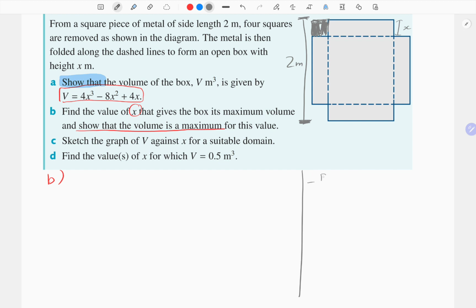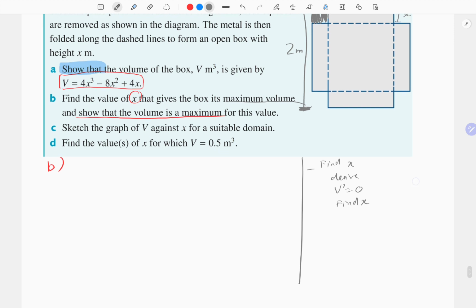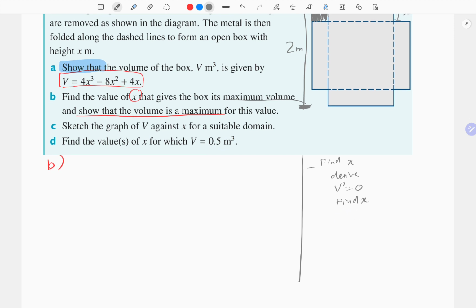Okay, so for question B, once again, I'll have a draft side here. Find x is just the basic stuff. Maximum volume just means you differentiate and set v dash equals 0, and find x. We're just finding the x value, so that's it. And then to show that it is maximum, that is going to be done via the table: x, then v dash, and then the shape. Let's slowly work through that.